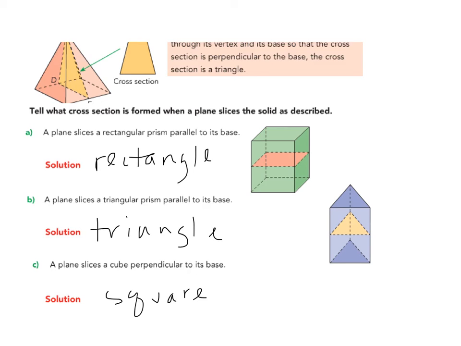Okay, so a plane slices a rectangular prism parallel to its base, so you're kind of looking at the orangey section in the middle. You see a rectangle. A plane slices a triangular prism parallel to its base, and you can see again in the orangey yellow section in the middle is a triangle. And a plane slices a cube perpendicular to its base. Now the cube's not on here, but if you would draw one, you have a cube. Every direction it's going to be a cube, whichever direction you slice it. So a cube is made up of only squares, so whatever way you slice it, you're going to have a square. Okay, so that's why your answer for that one's a square.